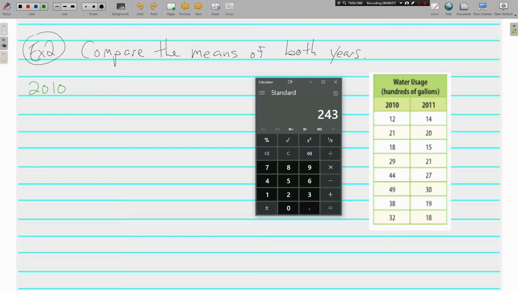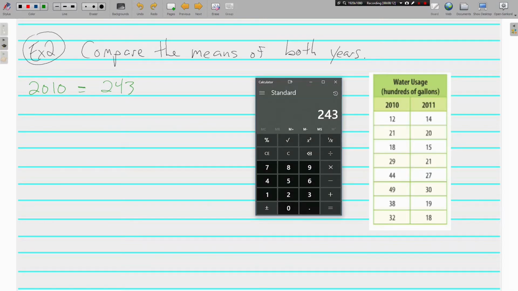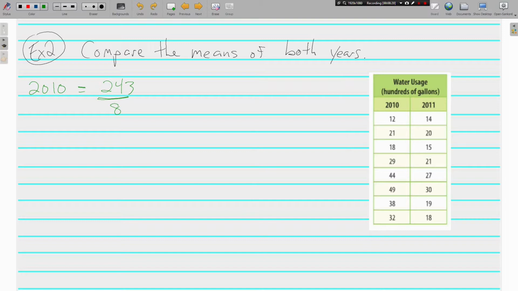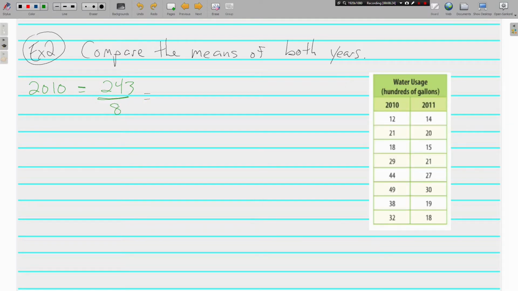Is 243. And how many numbers did we add this time? 1, 2, 3, 4, 5, 6, 7, 8. So we're going to divide by 8. Gives us a mean of 30.375.